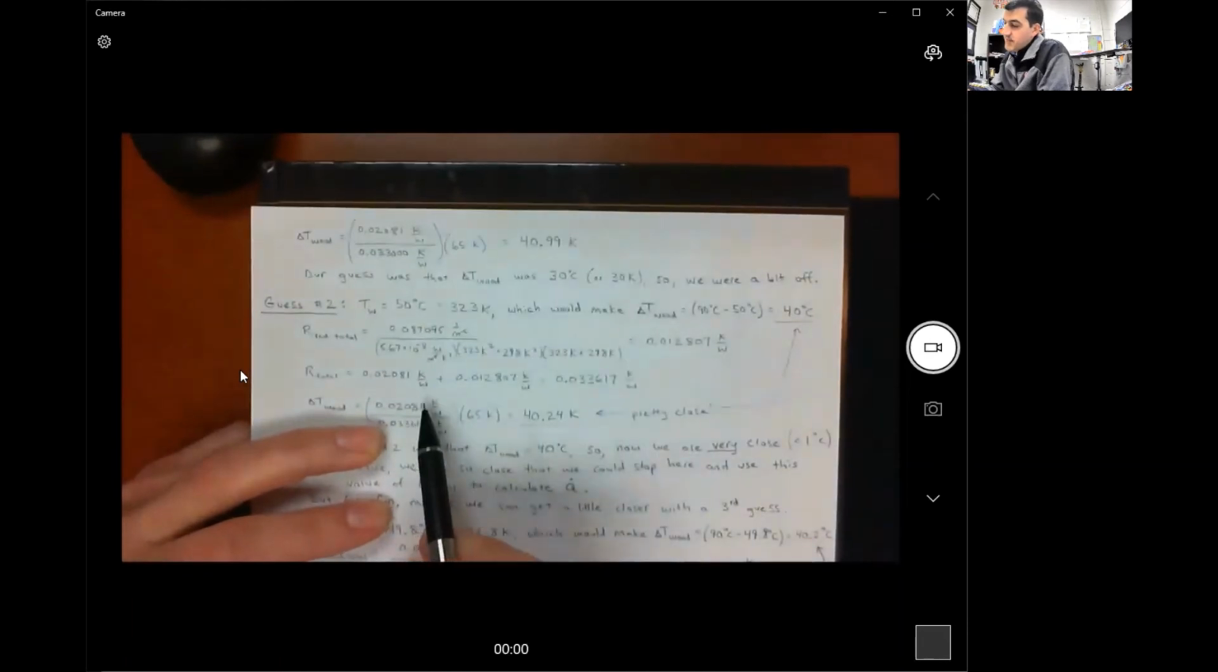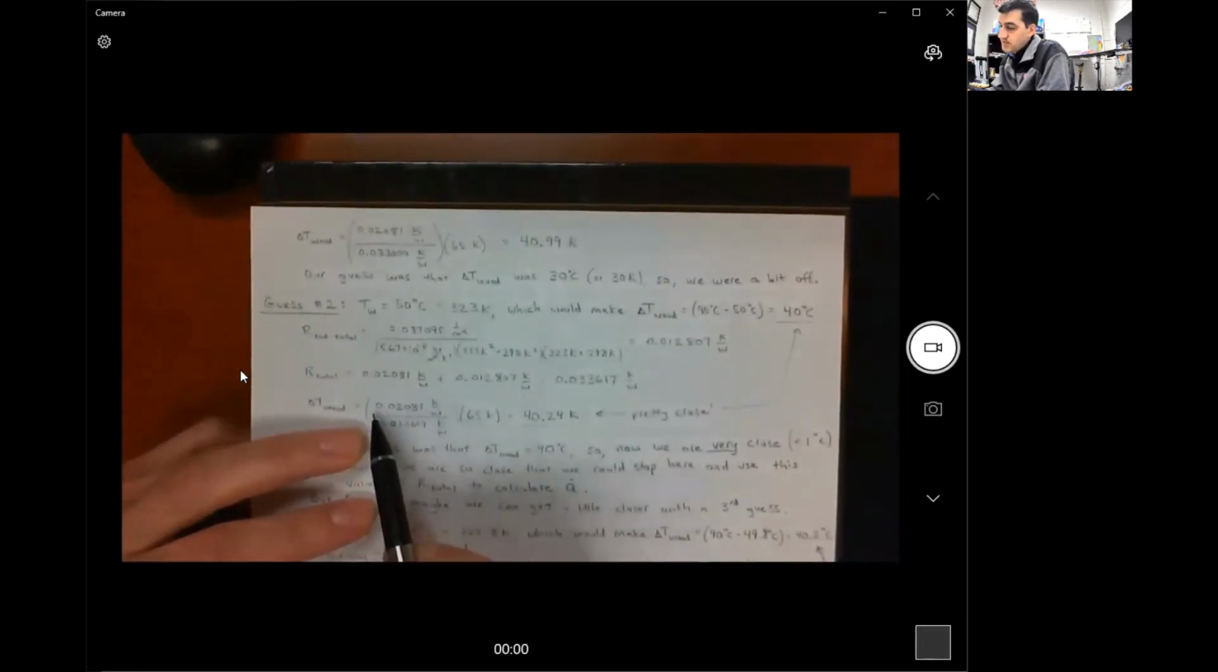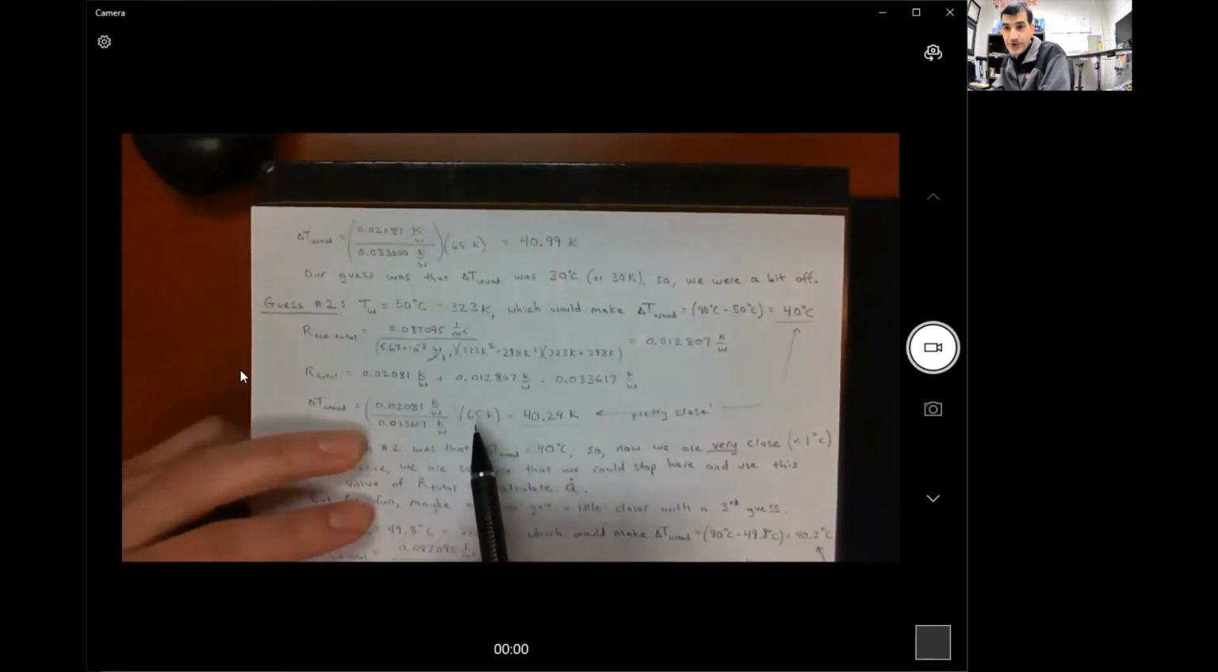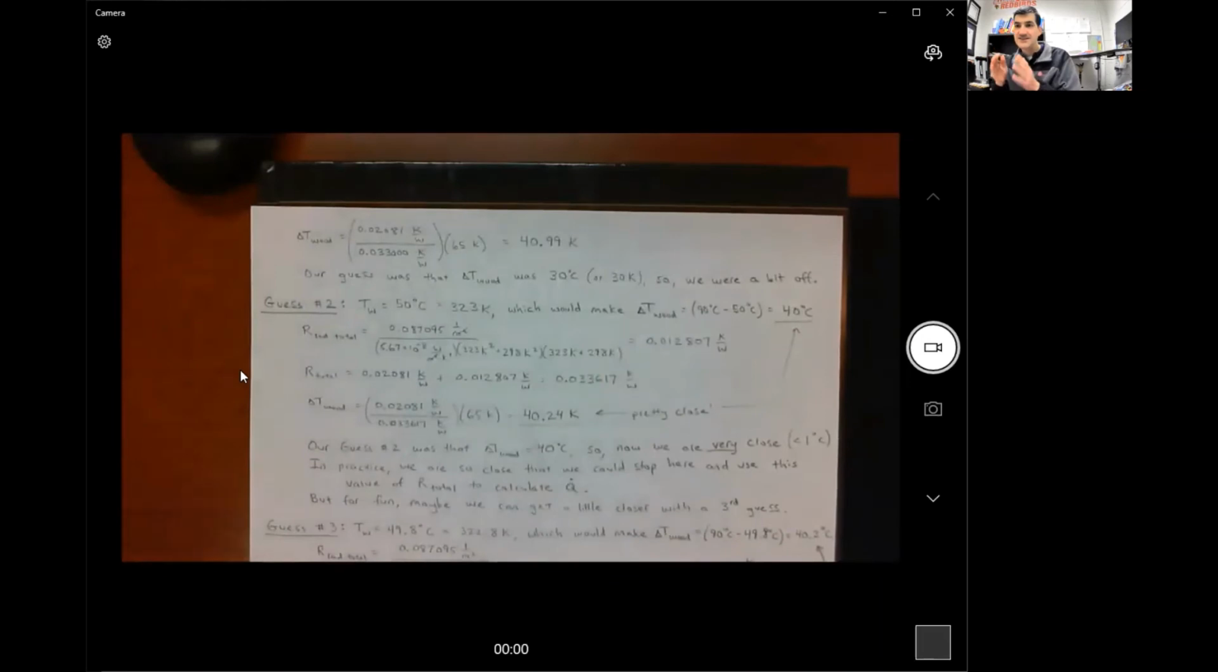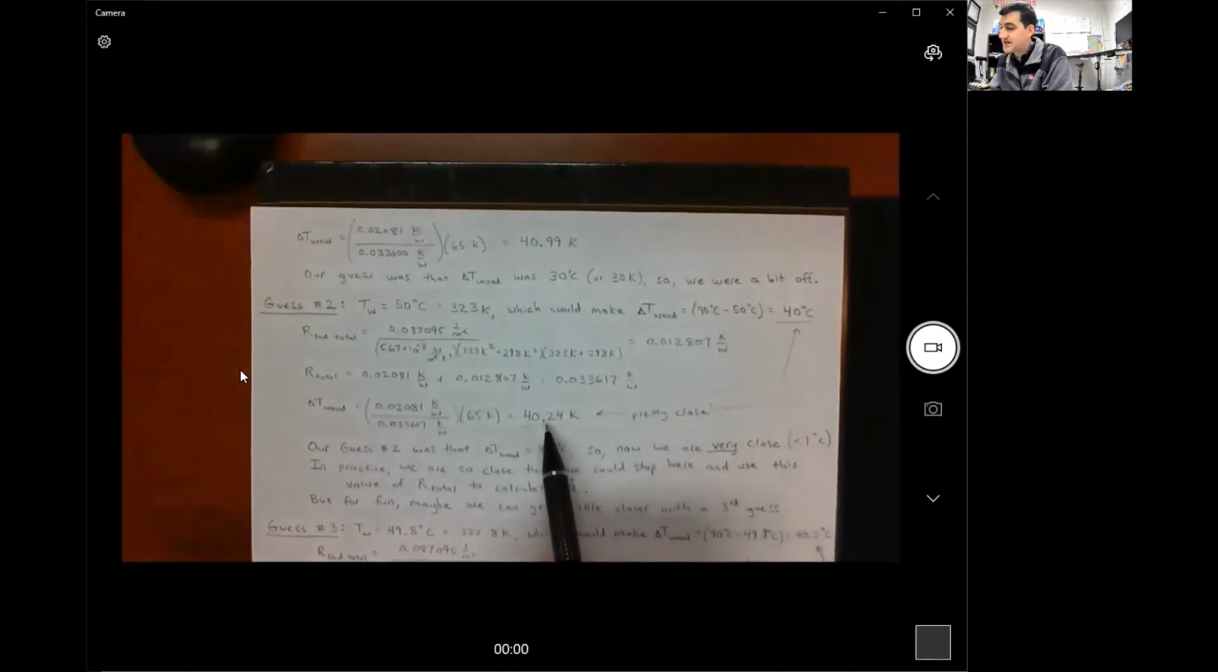I take the thermal resistance for conduction through the barrel and compare that to the total thermal resistance in the problem. That's my ratio. I'm taking that times my total delta T in the problem to find the delta T just across the barrel. When I do that calculation, I get 40.24 Kelvin. Guess what? That's really close. Using that assumption, I would get a delta T across the wood of 40.24 Kelvin.